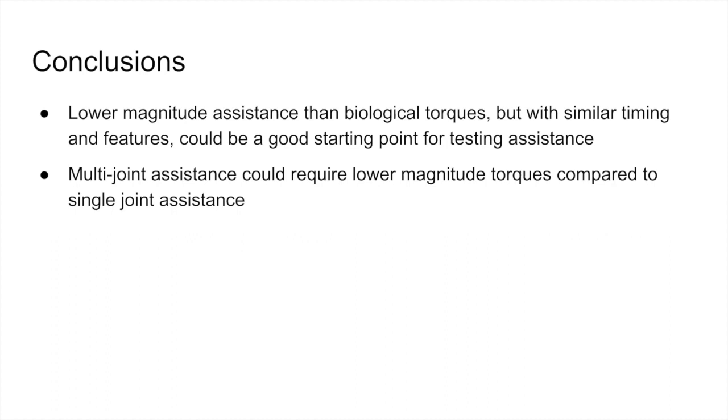In conclusion, lower magnitude assistance than biological torques, but with similar timing and features, could be a good starting point for testing assistance in experiments. And finally, it seems that multi-joint assistance could require lower magnitude torques in comparison to single joint assistance.